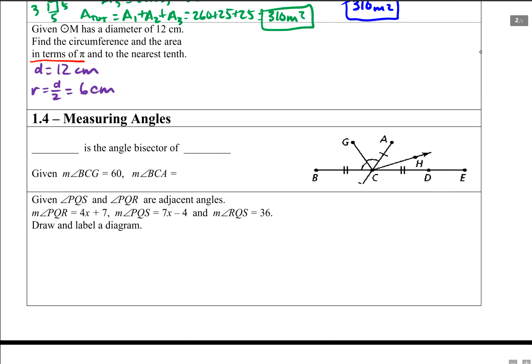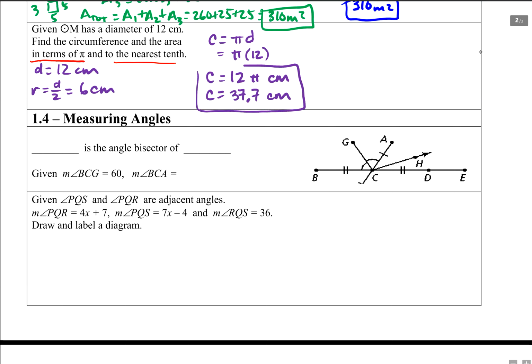In terms of pi and to the nearest tenth. So we're doing both. All right, so we know circumference is pi d or 2 pi r. We have the information for both, which is just pi times 12. So our circumference equals 12 pi centimeters, just a length, it's perimeter. And then I put that into my calculator and get 37.699. So that's 37.7 centimeters.